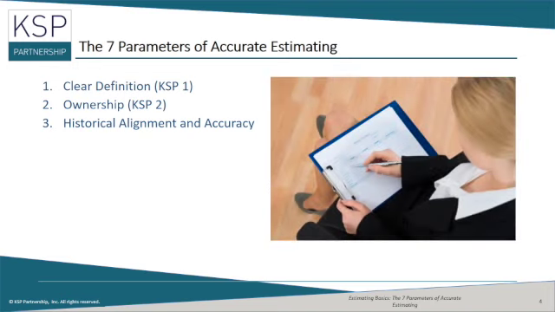Historical alignment and accuracy is the next parameter for generating accurate estimates. In live classrooms, I frequently ask the question, what is an estimate? The most common answer I get, well, it's a guess. And that's exactly correct. I then point out that it's a little bit more than a guess. It's actually a prediction of the future. There are only 2 ways I know of predicting the future. The first is from historical information. The second is using a crystal ball.